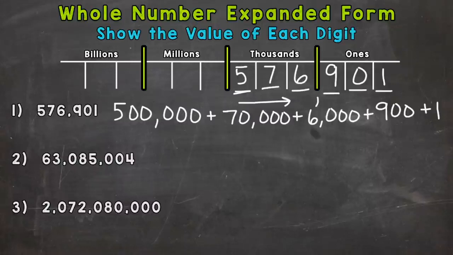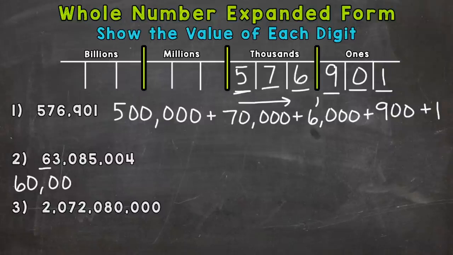We showed the value of each digit. So on to number 2 here, where we have 63,085,004. We need to start with the greatest valued digit, so the furthest to the left, and it's this 6. So it's in the 10 millions place. So it has a value of 60 million.